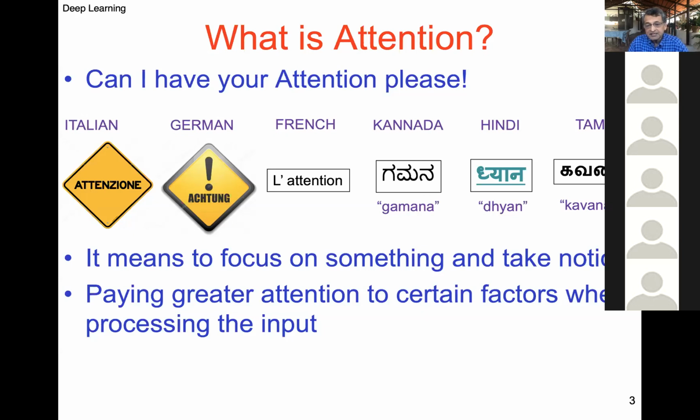And interestingly, in Indian languages, in Kannada, the word for attention is gamana. The very different words in different languages show that this is a basic concept for which every language has its own word. In Hindi, apparently it is dhyan, which is the word for attention.